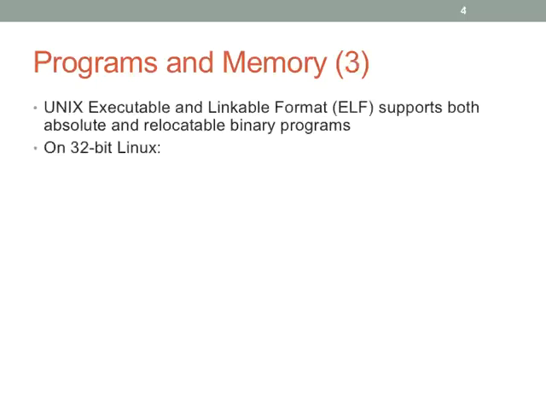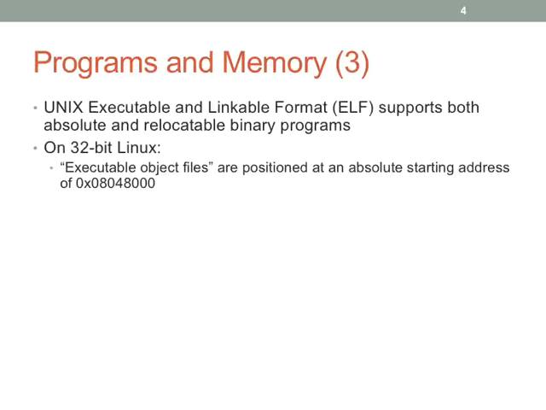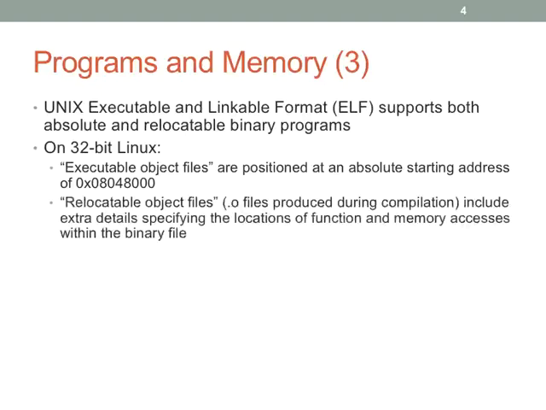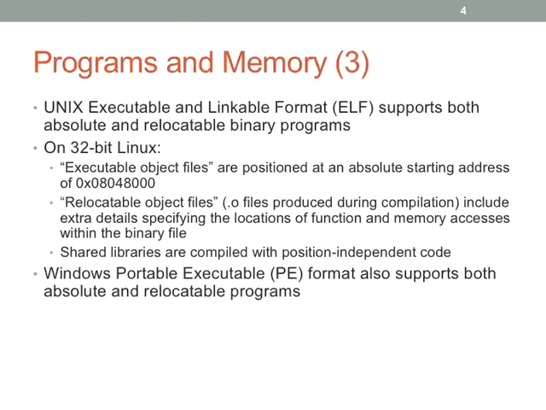So ELF supports all of these things, and on Linux, of course, this is stuff that we're already familiar with. You have executable object files where the .text segment starts at 0x08048000. Then you have relocatable object files, which we generate all the time. Those are our .o files. Typically, .text starts at 0 and goes up, and .data starts at 0 and goes up, and .rodata starts at 0 and goes up. And we need to relocate things so that it will actually be usable. Shared libraries will be compiled with position-independent code.